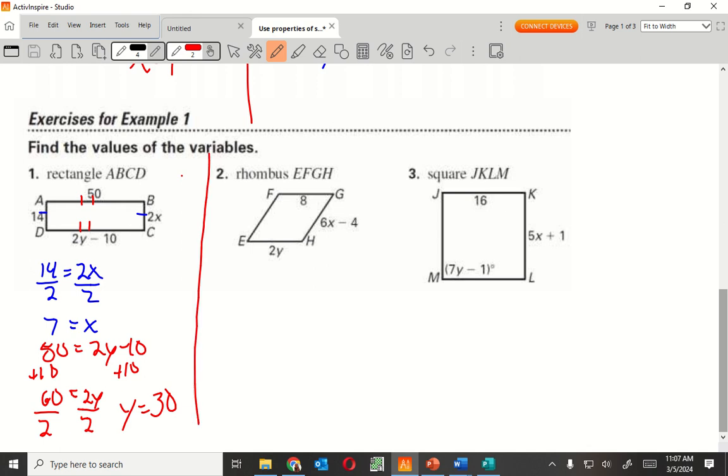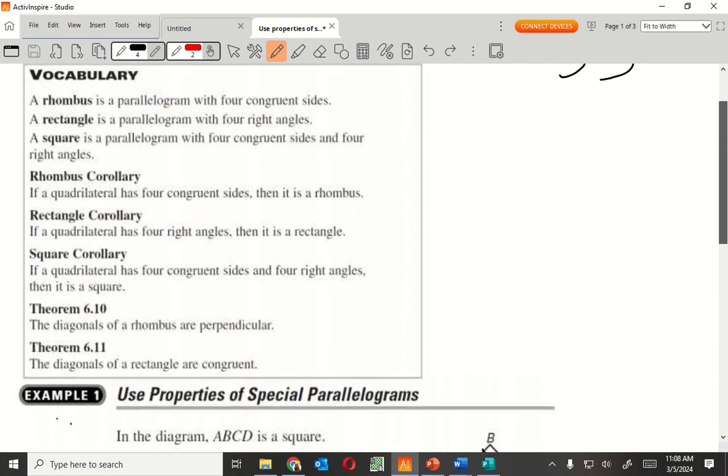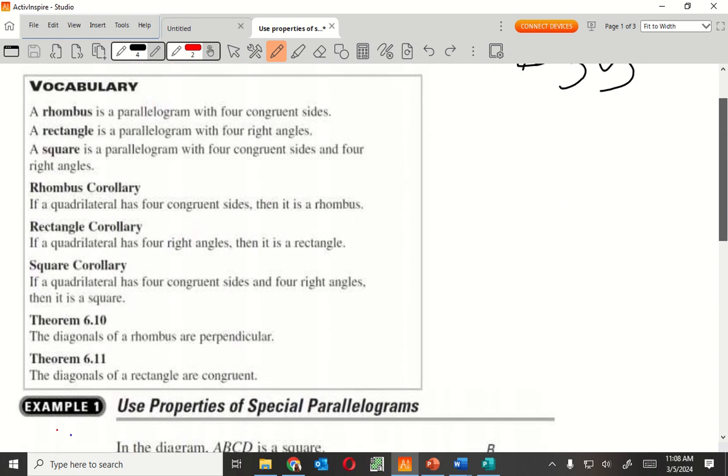So we're going to do the same thing on the next one. The next one, we're dealing with a rhombus. What do you know about a rhombus? Says right here, a rhombus is a quadrilateral that has 4 congruent sides. That's important. Congruent sides. So all sides are going to be congruent.